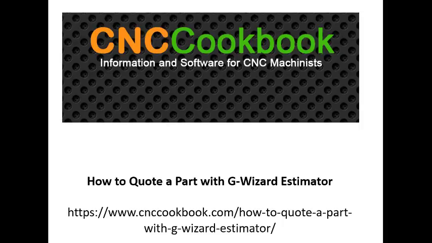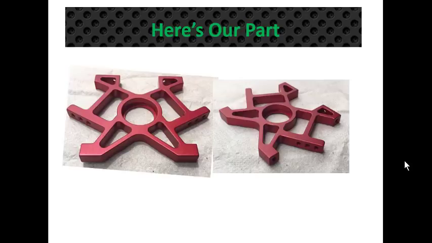Hi, I'm Bob Warfield, and today I want to show an example of how to use GWizard Estimator to quote a real part. This video goes with an article on the CNC Cookbook blog that you'll want to be able to refer to in order to follow the video better, and I've shown the link right here below our title. Okay? So for starters, let's have a look at this part.